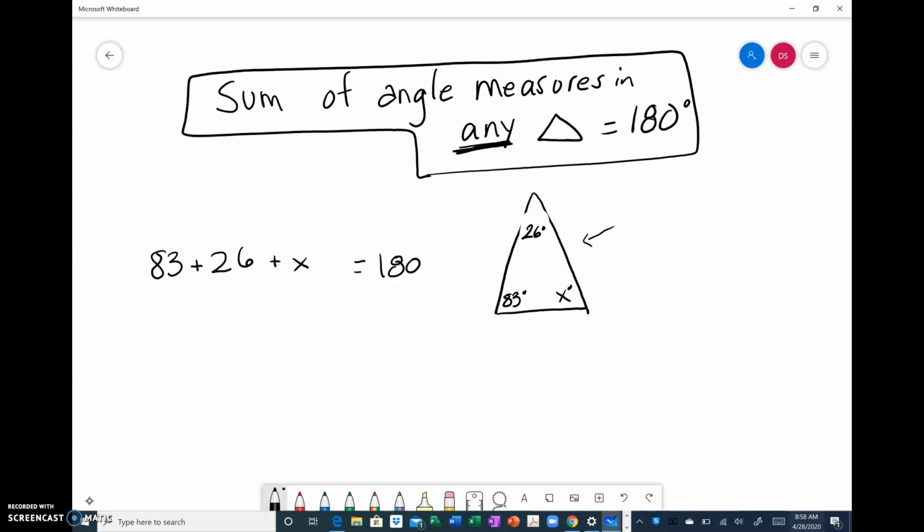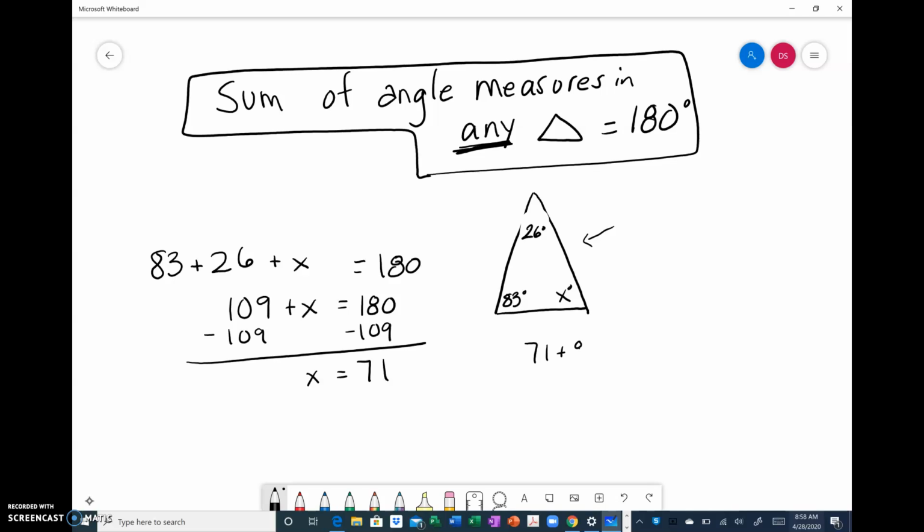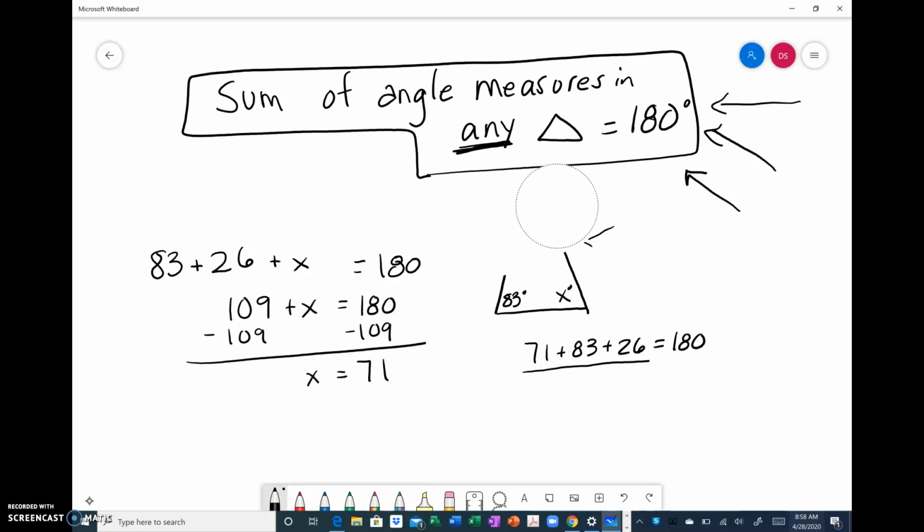So quickly I will go over what you should do. Combine like terms, that gives you 109 plus x equals 180. Subtract 109 from both sides, and you would find that x would be 71. If you want to check, 71 plus 83 plus 26 has to and does equal 180 because it's the sum of angle measures in a triangle. Know this fact.